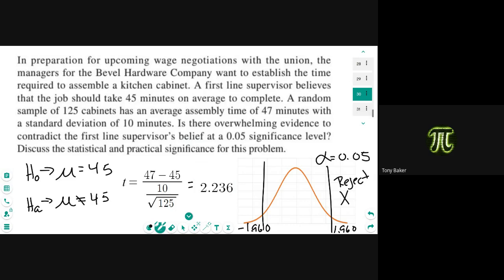The supervisor believes it takes 45 minutes. The evidence shows that it is not taking 45 minutes. It is taking something different. Based on the data, we can make the assumption it's taking more than 45 minutes because of where it is, but statistically we can't say that. So the practicality part is, it's 2 minutes, because we saw 45 and 47. And the 2.23 is not that far off. So practically, I would say it's not significant enough that it's making that big of a difference.